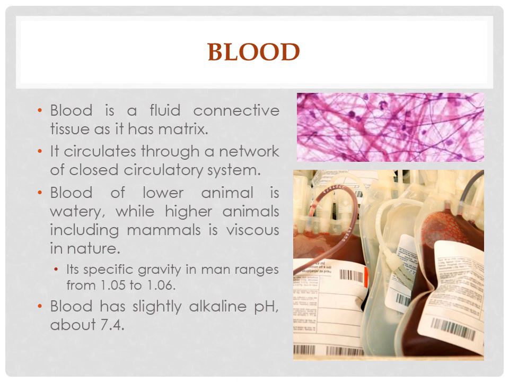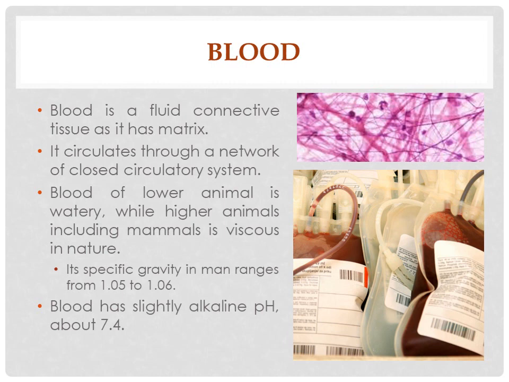So first is blood. Blood is generally called a fluid connective tissue as it has a matrix. Connective tissue, just like in the slide you can see, is made up of a number of cells, and blood contains different types of RBC, WBC, and even proteins. In the high resolution microscopic image, you can see that different strands of proteins are also present, and it generally takes up the form of a tissue. And it usually circulates through a network of closed circulatory system.